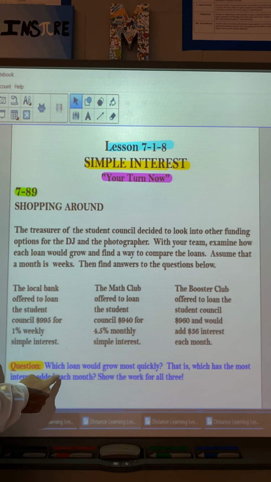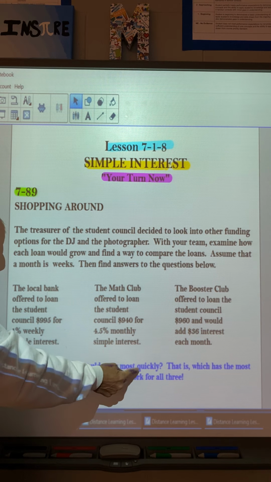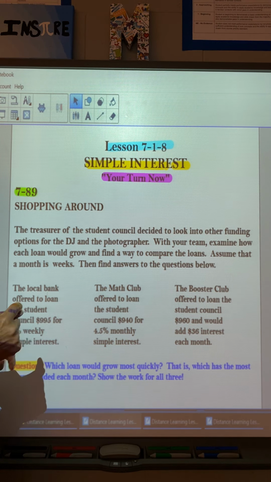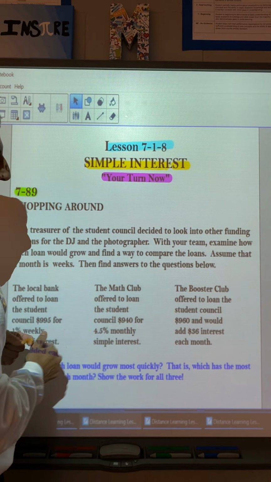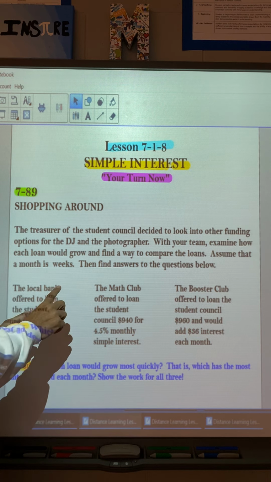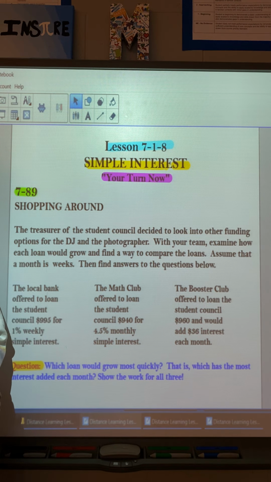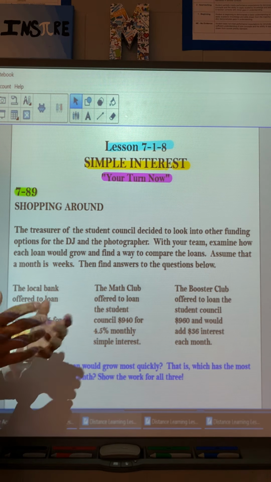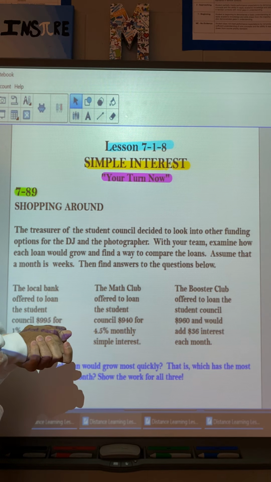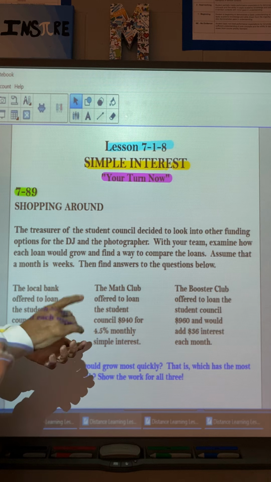So I need you to figure out which loan is growing most quickly. Which one has the most interest added to it each month? Because we don't want that one. We want the least interest. So show all your work for those 3. You can pause the video now, go do 789, and do all your work. Then come back and start it up again, and on the next slide, it'll have the answers. Or the next 2 slides.